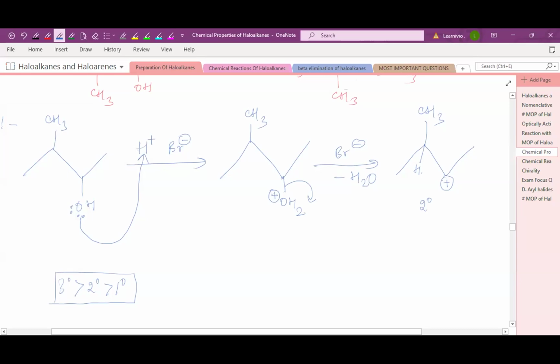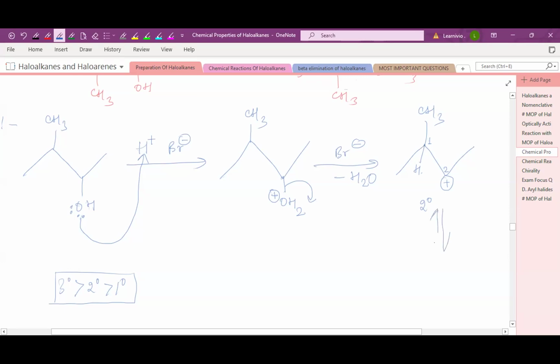See, this is a plus sign over here. This is a carbocation, and there is a hydrogen. Suppose this is the first position and this is the second position. This carbocation rearranges itself and forms a tertiary carbocation. So there will be a hydride shift. The hydrogen from the first position shifts to the second position.